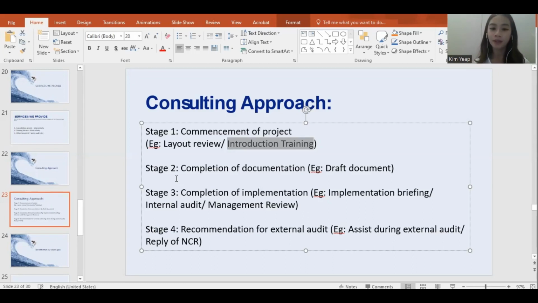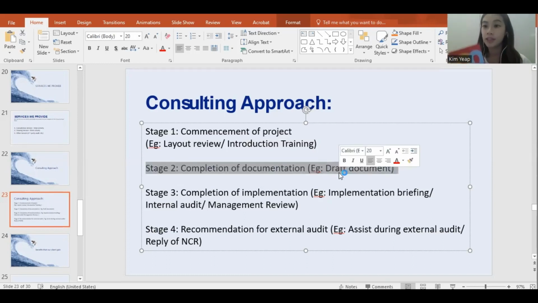Okay, so after drafting the documentation, imagine they have this set of files, all with very nice SOPs written inside. But it is not enough to justify to the auditor that, hey, my company complies to 14001, because the auditor is very smart. The auditor might be thinking, you wrote it so nicely, but how do I know whether you really follow it or not? So this is just stage 2.